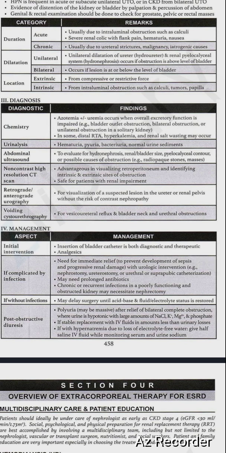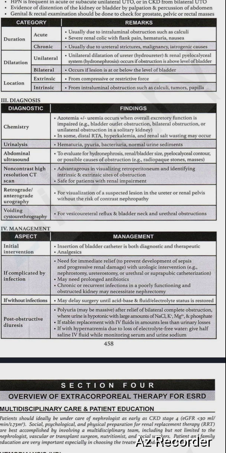Diagnostic tests. Chemistry: acidemia plus or minus uremia. This occurs when the overall excretory function is impaired, as in bladder outlet obstruction, bilateral obstruction or unilateral obstruction in a solitary kidney. In some, distal RTA, hyperkalemia and renal salt wasting may occur. Urinalysis: hematuria, pyuria, bacteriuria, or normal urine sediments.